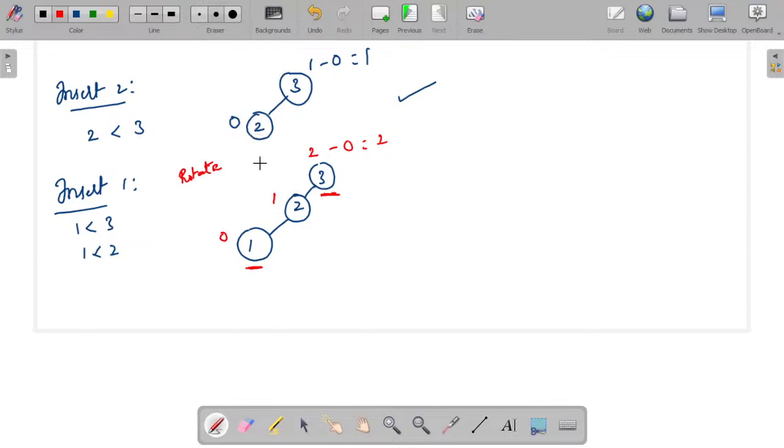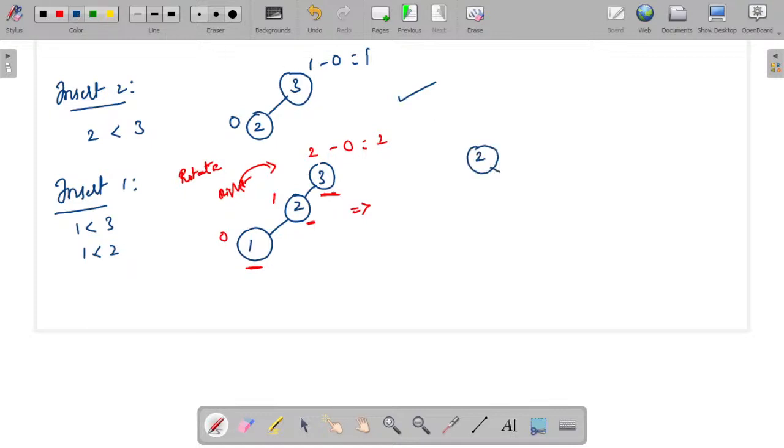So here we will be performing something called a right rotation, because we have inserted 1 as the left child in the left subtree, and in this case we have to perform a right rotation. In right rotation, the middle node, which is the parent node, becomes the root node, and the grandparent becomes the right child, and the left child stays as it is. So the tree would be updated into this.